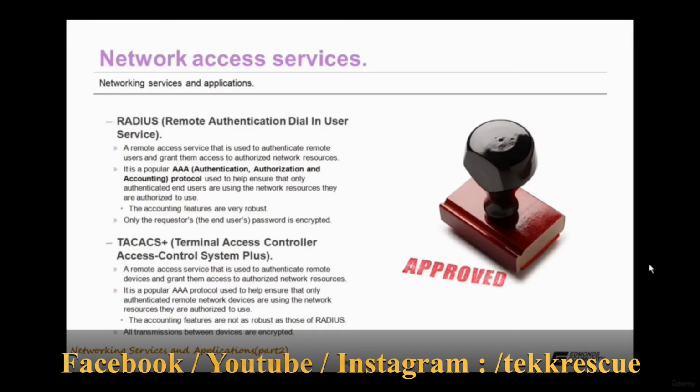Another network access service is RADIUS, Remote Authentication Dial-In User Service. RADIUS is a remote access service that is used to authenticate remote users and grant them access to authorized network resources. It is a popular AAA protocol. That's Authentication, Authorization, and Accounting Protocol. It's used to help ensure that only authenticated end users are using the network resources they are authorized to use.